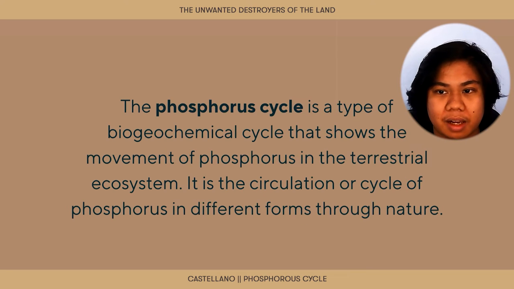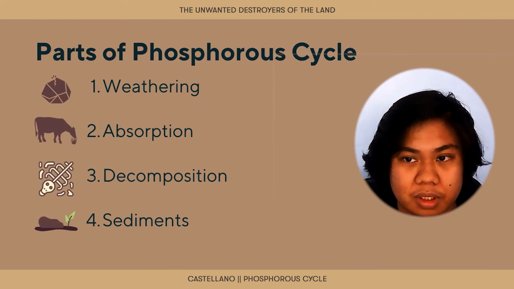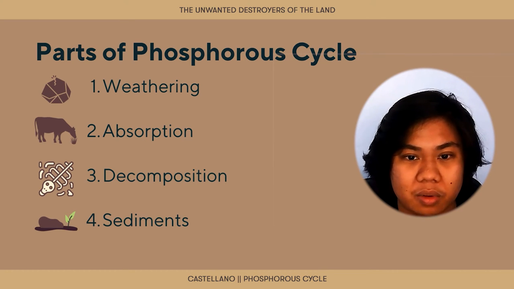The phosphorus cycle is a type of biogeochemical cycle that shows the movement of phosphorus in the terrestrial ecosystem. It is the circulation or cycle of phosphorus in different forms through nature. The cycle happens first in rocks through weathering. The weathering causes rocks or sediments to produce phosphate ion and other minerals, and then that released phosphate will be spread into soils and water.